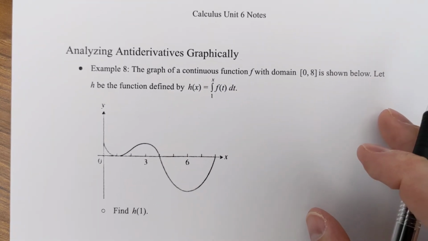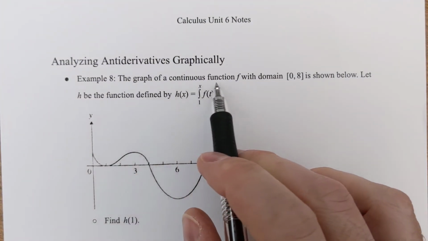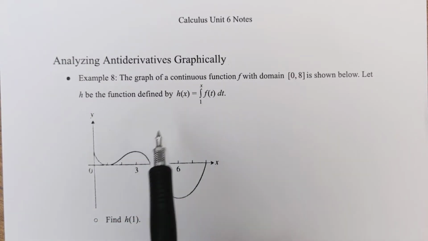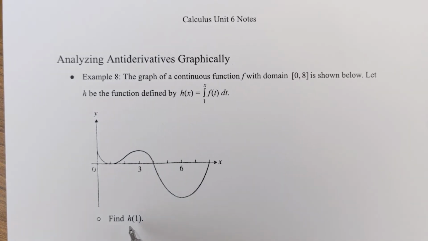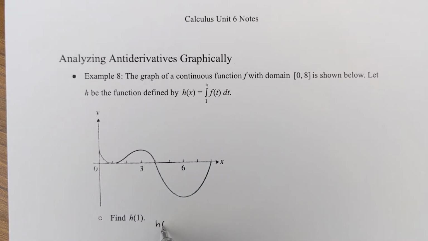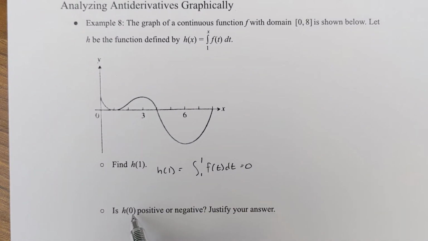Okay, so example 8 here, I believe it's the last thing. Yep. Okay, the graph of the continuous function f with the domain 0 to 8 is shown below. Let h be the function defined as the integral of, so the area below this curve. Find h of 1. So h of 1 would become the integral from 1 to 1 of f of t dt, which is automatically 0 because the bounds are the same. It's h of 0, positive or negative. So I'm just looking at h of 0 would be from 1 to 0 of f of t dt.